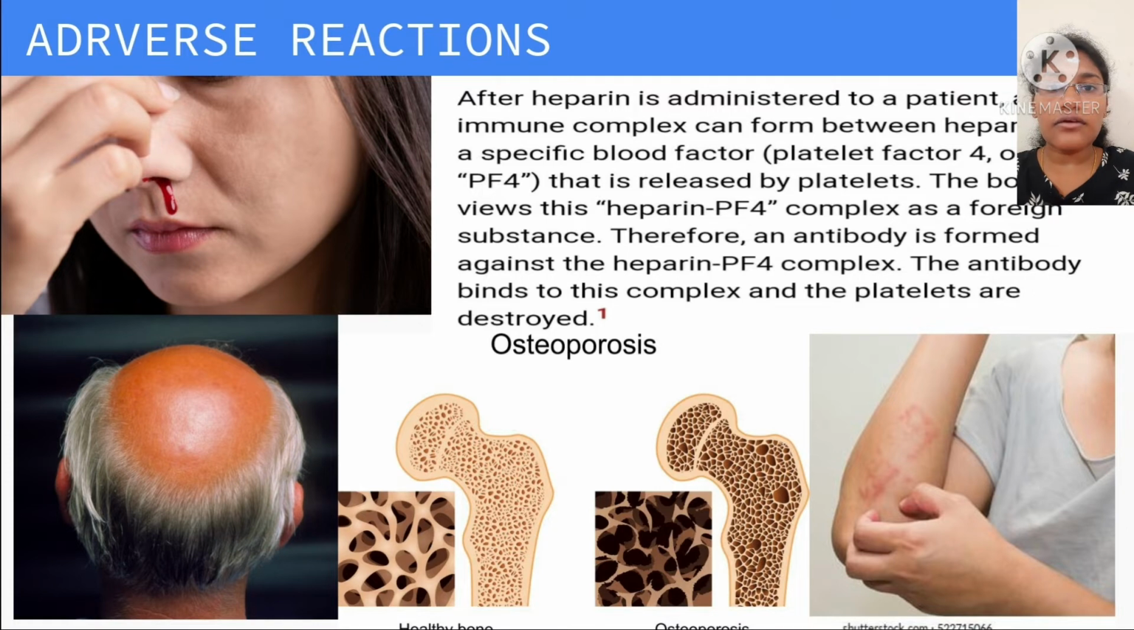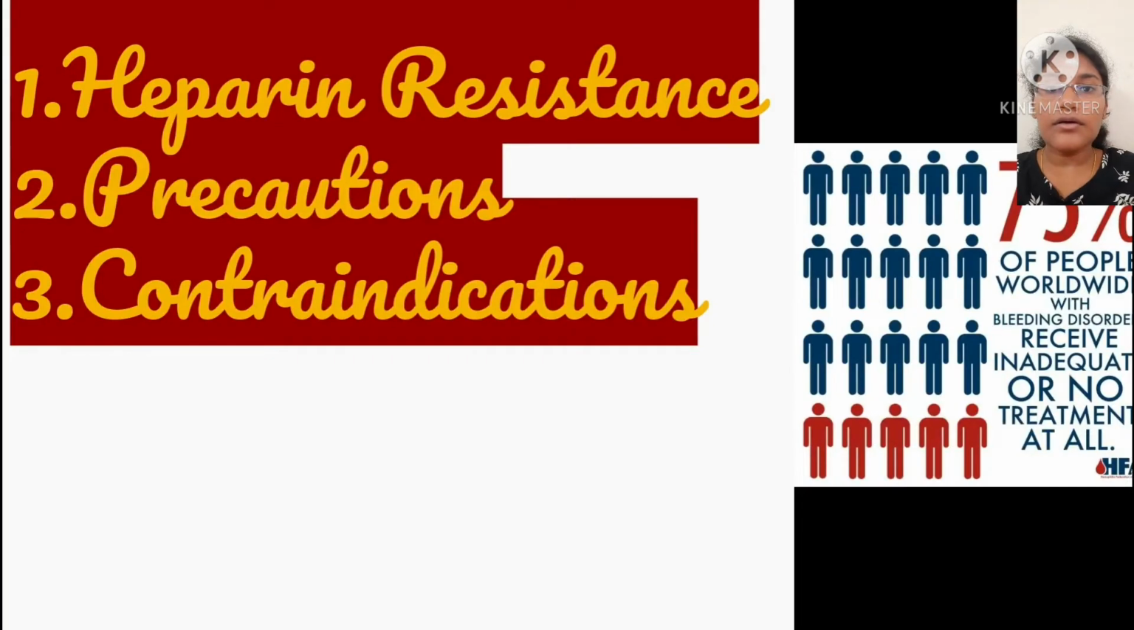And heparin can also cause hypoaldosteronism, because it inhibits the release of aldosterone, and this can lead to hyperkalemia. So that is about the adverse reactions of heparin. Now let's talk about the precautions that we have to take when using heparin. So first, we have to keep checking the platelet levels. At any sign of thrombocytopenia, we need to immediately stop the heparin therapy.